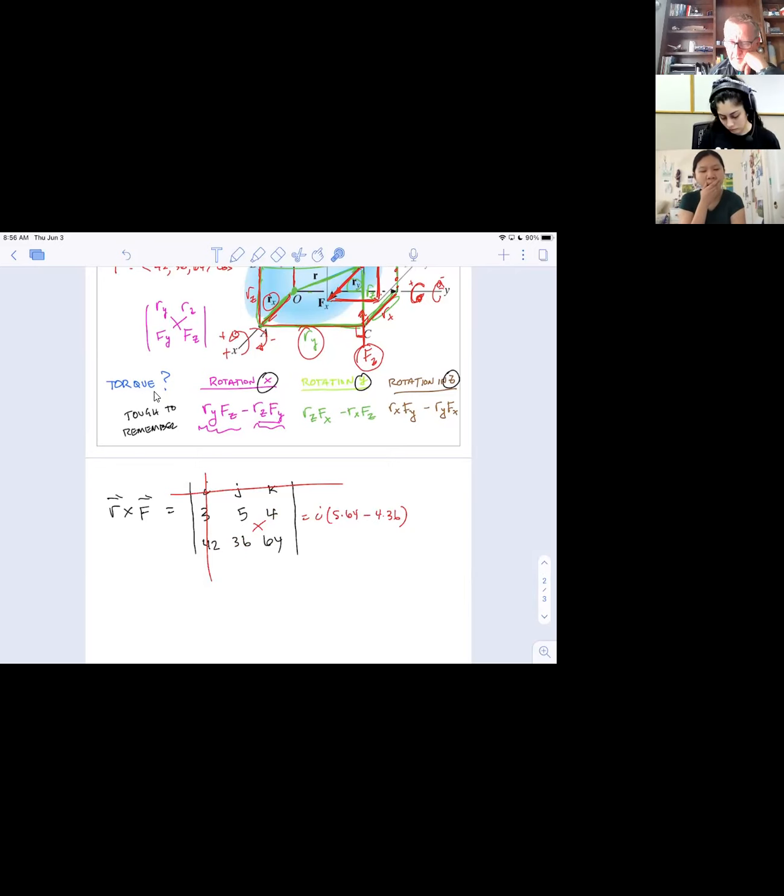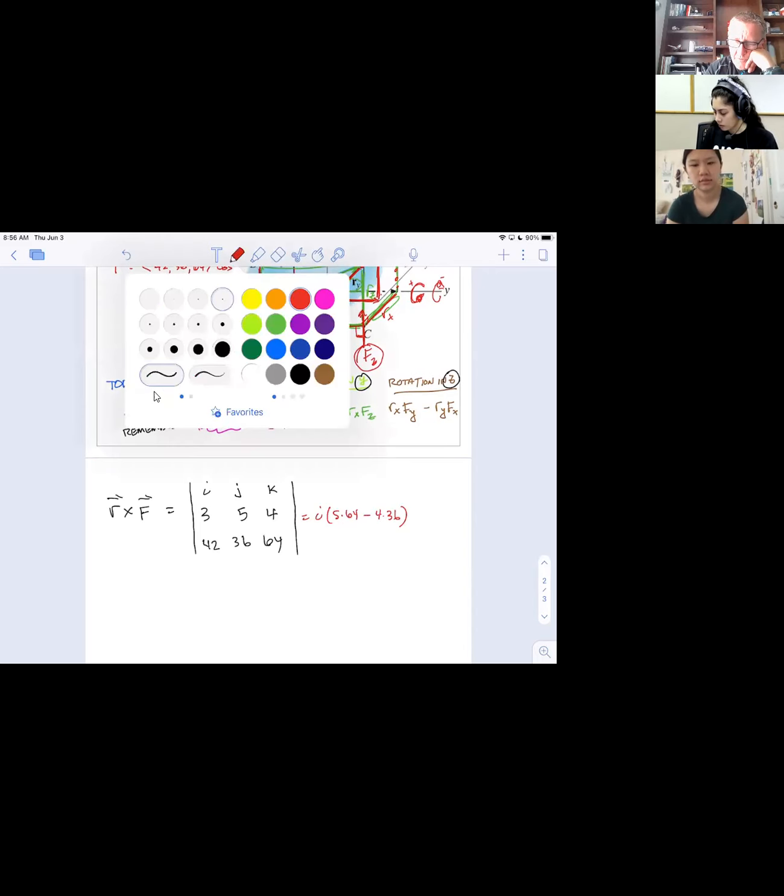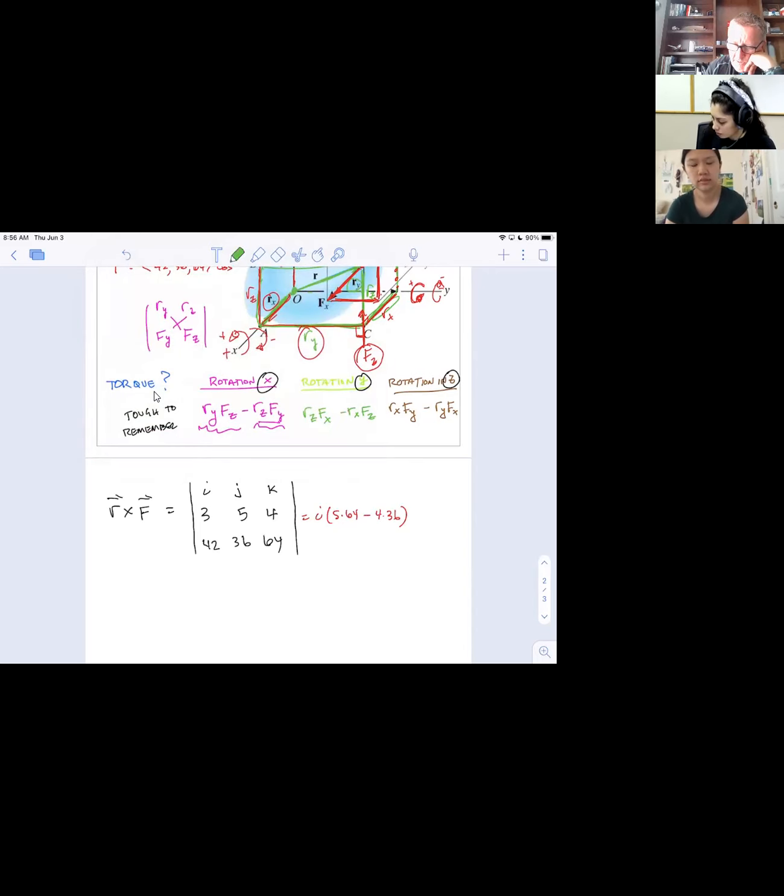Great. There's the I value. Now, how are we going to get, switch colors here, the J value? Well, in exactly the same way. Cross, cross. There's your matrix, 342, 4, 64. So I go 3 times 64 minus 4 times 42.